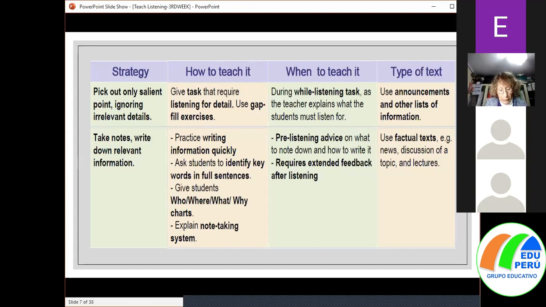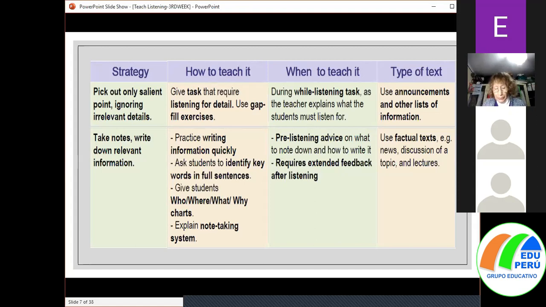keywords in full sentences. So we could provide them some charts in order to identify the information, right? In order to identify the information. And also we could explain students or learners how they are going to take notes. No? For example, you could say, yeah, now you're going to take notes of these listening tests. Please try to write down phrases, not sentences. Now, this is one way they can write quickly, because if they want to write the whole sentence, it would be difficult and complicated.